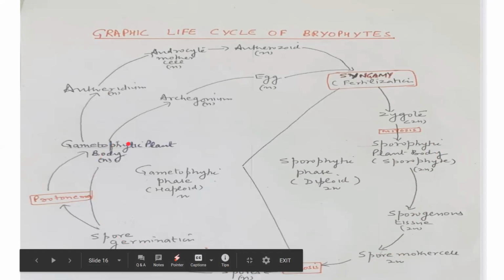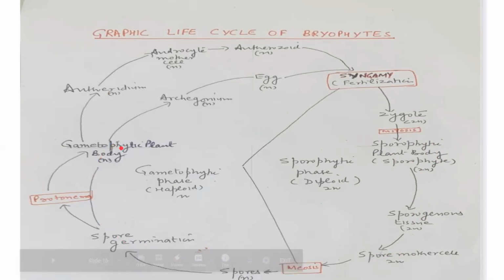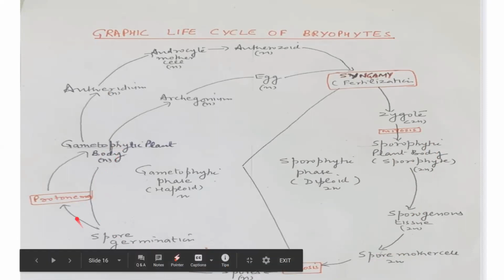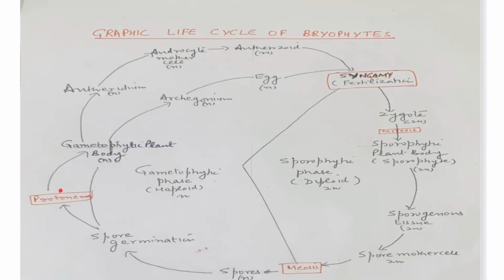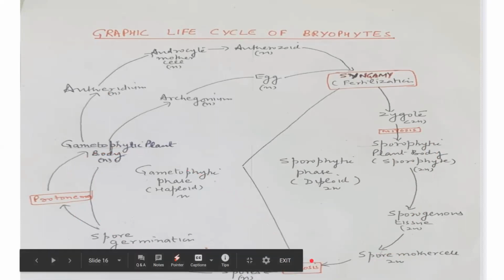gametophytic plant body directly, which will be haploid, like we discussed in Marchantia and Anthoceros. They will directly germinate to form the gametophytic plant body, but in Funaria, this will form the protonema, and the protonema will bear buds, and these will form the gametophytic plant body. So here meiosis is occurring, and here mitosis is occurring, right?